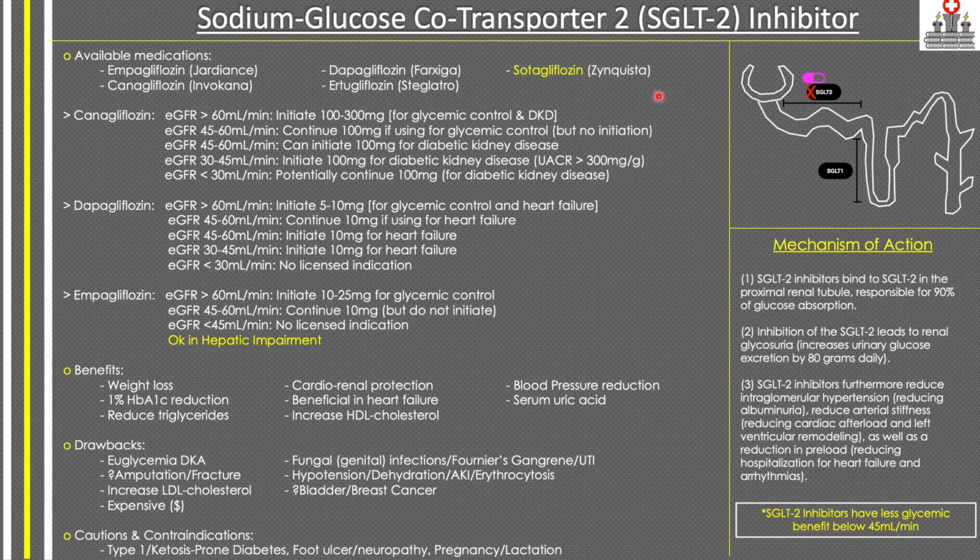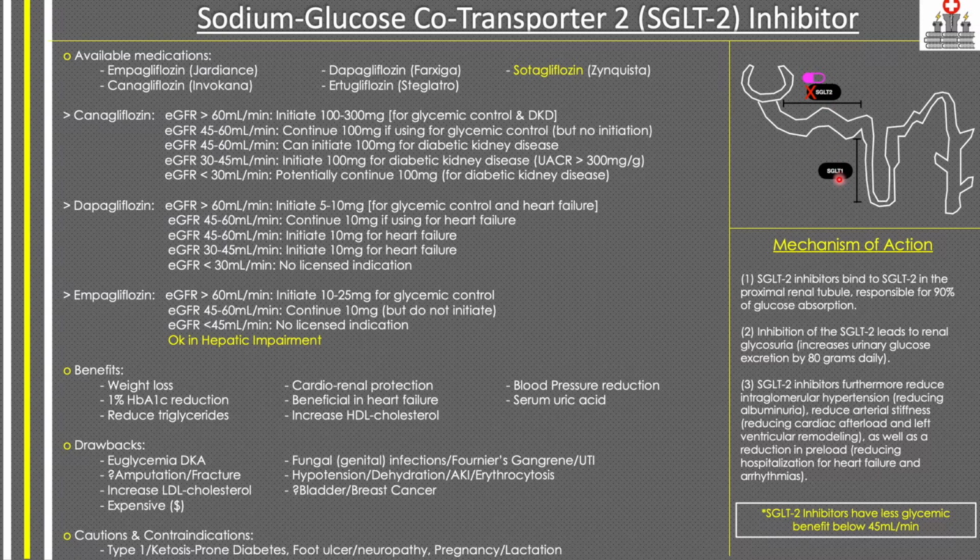And I will come back to discussing sotagliflozin, and it appears to be slightly unique and different from the other ones mentioned. But what is the SGLT2 and why is it extremely beneficial in type 2 diabetes mellitus? So this is a diagram of the nephron in the kidney. This is the proximal convoluted tubule, and we see there's SGLT2 and SGLT1. So SGLT2 is present more proximally than SGLT1, and it's responsible for about 90% of the glucose reabsorption within the PCT, or proximal convoluted tubule.